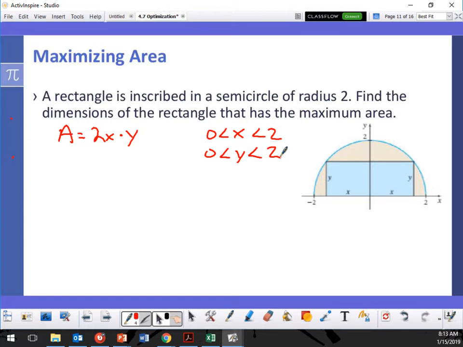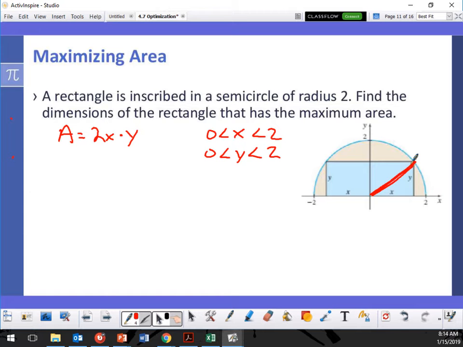Because this is a semicircle. It's half a circle, right? So I know that the radius of this is going to look like that, right? And the radius is going to be the same thing for any place on the circle, because the radius is always going to be the same. Okay, good. So we're going to maximize the area.